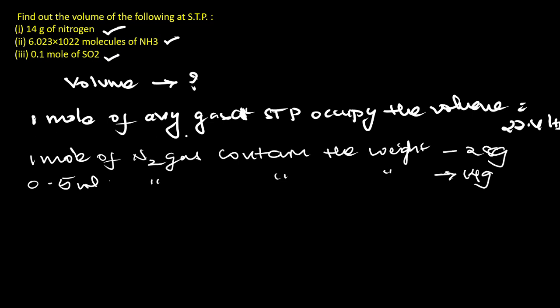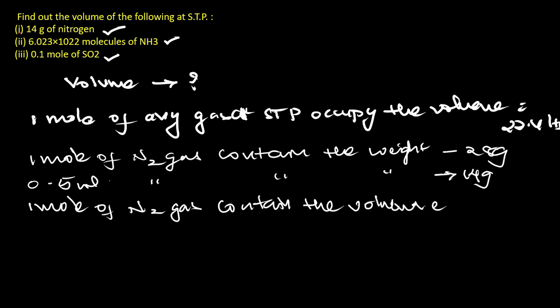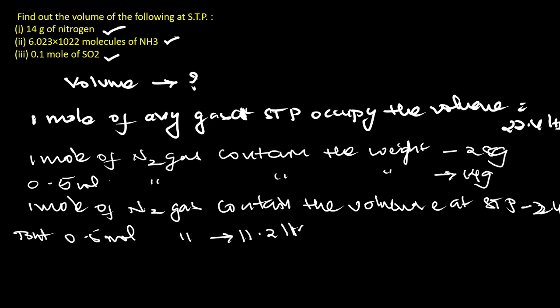That means 1 mole of nitrogen gas contains the volume at STP of 22.4 liters, but for 0.5 mole of nitrogen, how much will it be? For 1 mole it is 22.4, so for 0.5 mole it will be 11.2 liters. So for 14 grams it will be 11.2 liters. Clear?